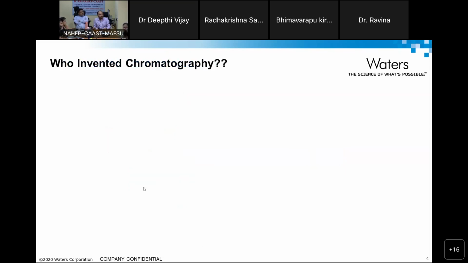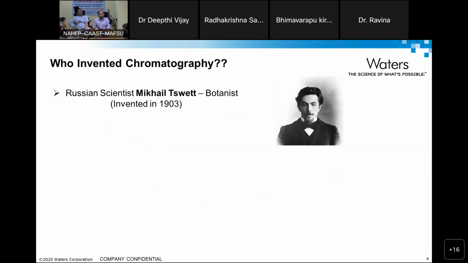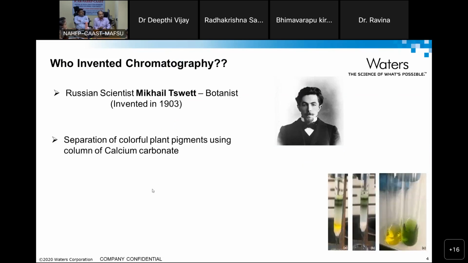So who invented chromatography? There was a Russian scientist called Mikhail Tswett. He was a botanist. He invented chromatography in 1903. Since he was a botanist, he wanted to separate some of the colorful plant pigments, so he used a column of calcium carbonate for separation of different plant pigments present in the plant extract.